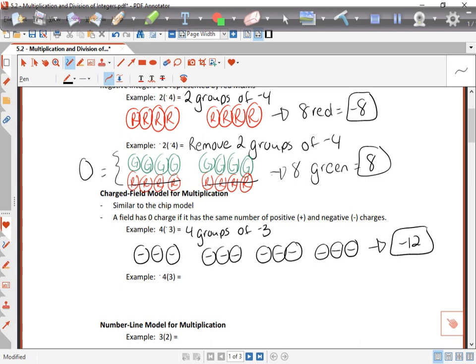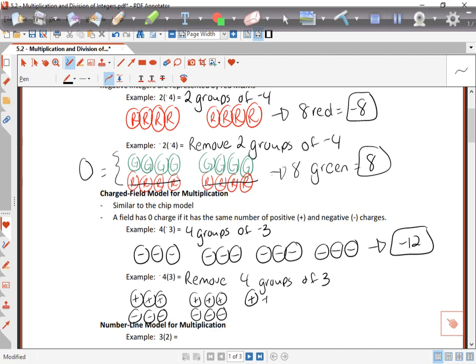This one starts with a negative, so I'm going to remove 4 groups of 3. That means I have to have the positives and negatives. There's 1, 2, 3, 4. And now I can remove my 4 groups of 3, my 4 groups of positive 3. And that would leave me with negative 12.